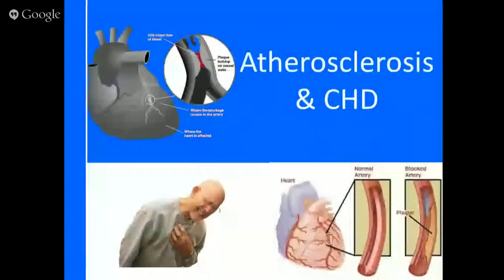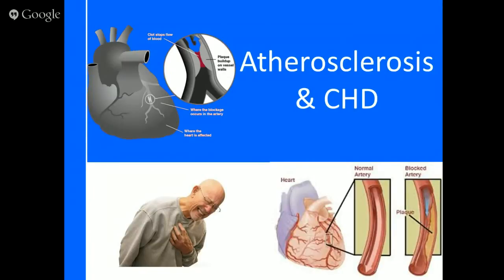So let's have a look at that in more detail and how that actually happens. So let's look first at atherosclerosis. If you haven't come across atherosclerosis before, it is basically the build-up of plaques. And what I want to draw your attention to is down here. You can see obviously we've got our heart and that's zoomed in on a normal artery. A normal artery is nice and clear.